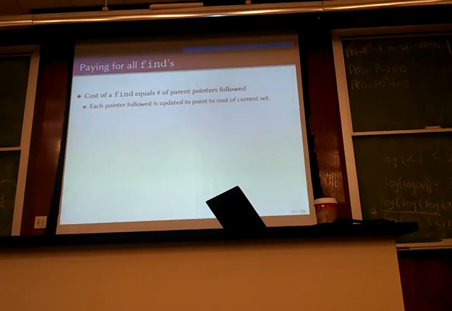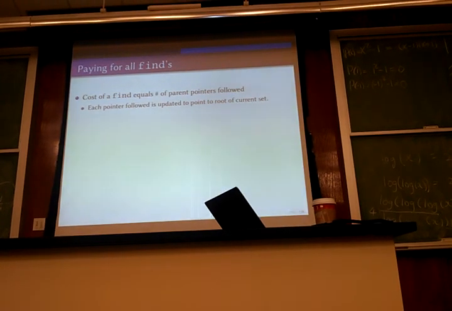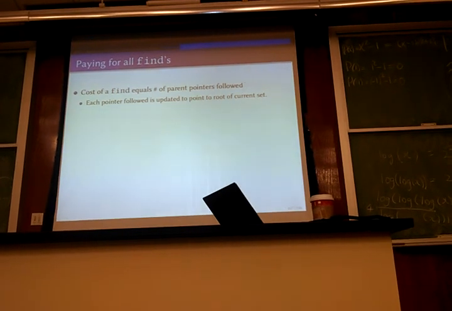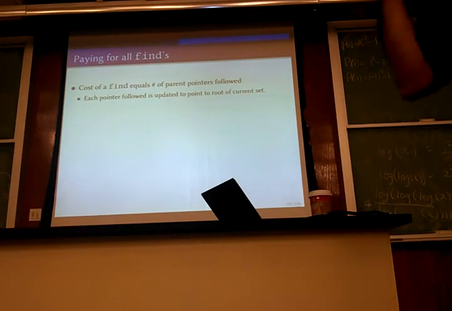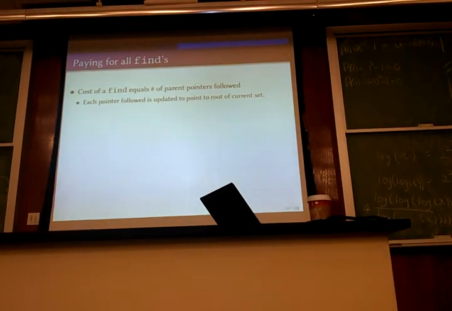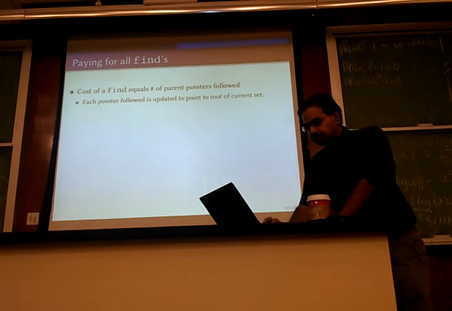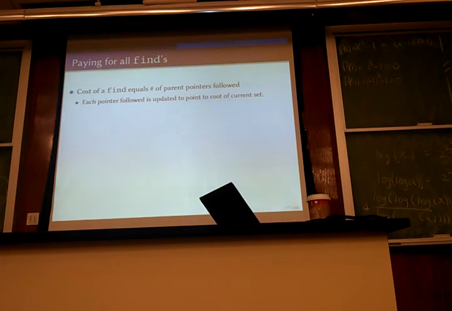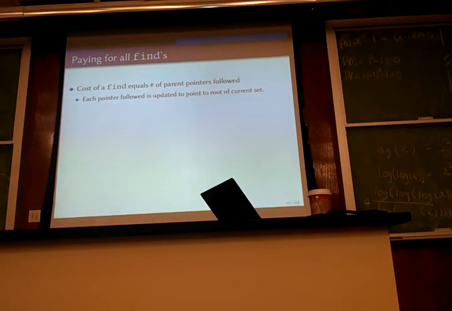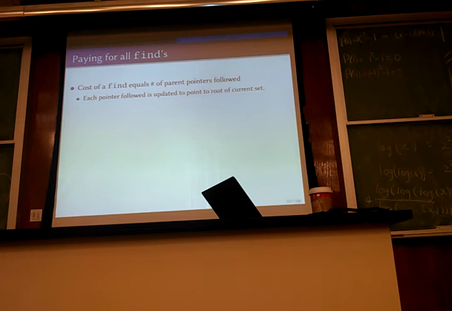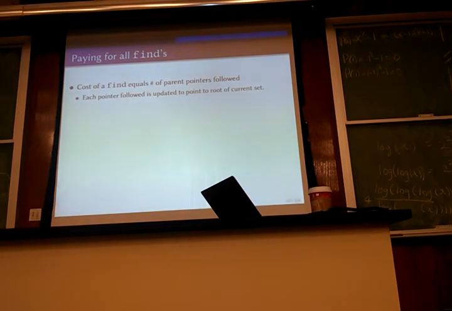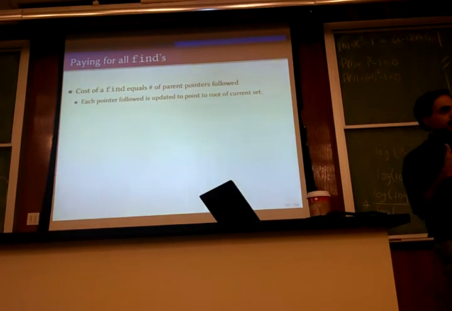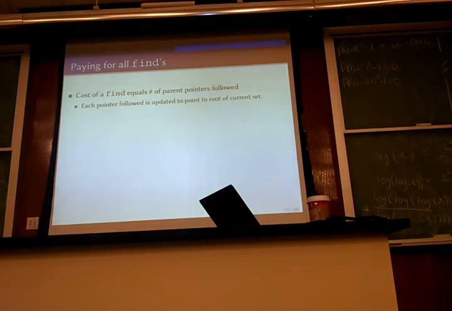So now this is the part about calculating allowance. Now we have to think about the cost of the fines and make sure that the cost of fines can be paid out from this allowance. The way we do this is, well, what is the cost of a fine? The cost of a fine is the same as the number of parent pointers that are followed. So the cost of a fine is simply following the path to the root.